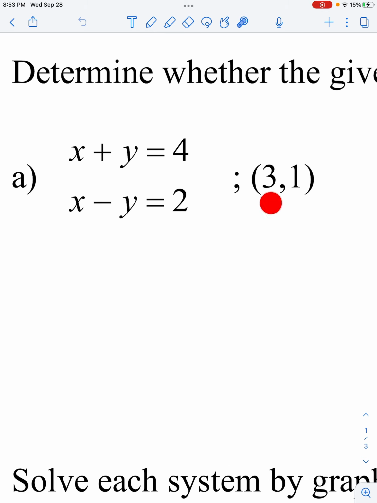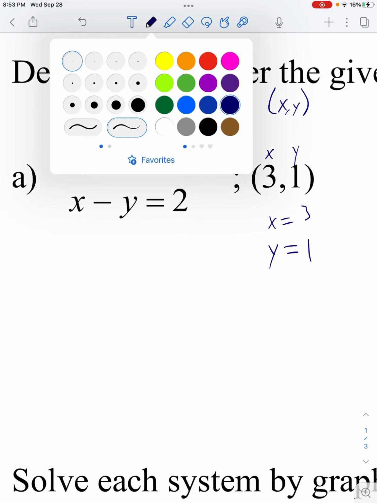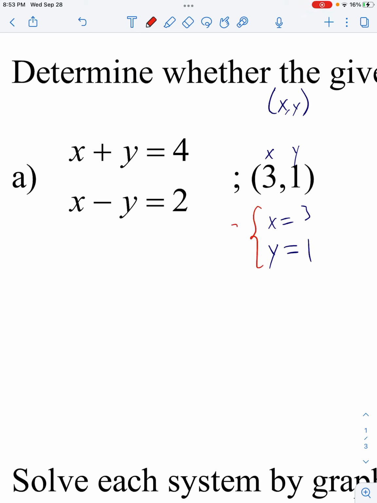So let's look at my ordered pair here. What's the general form for an ordered pair of two variables? It's going to be (x, y). So right here, my x is 3, my first number in my ordered pair, and my y is 1, my second number in that ordered pair. So I have x equals 3, y equals 1, all right? And we're wondering whether this ordered pair solves this system.